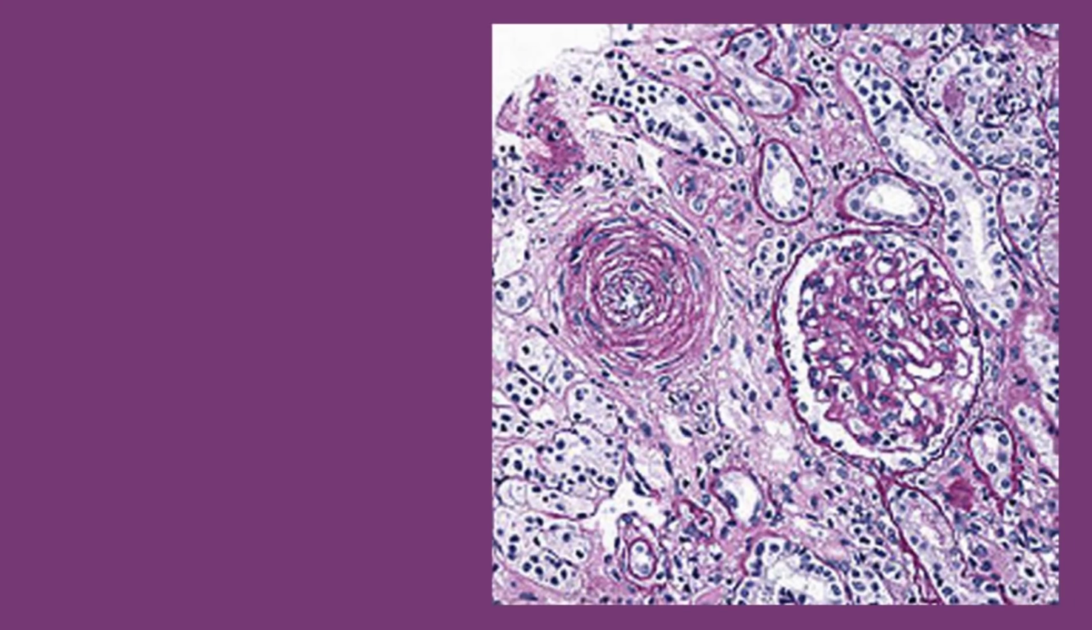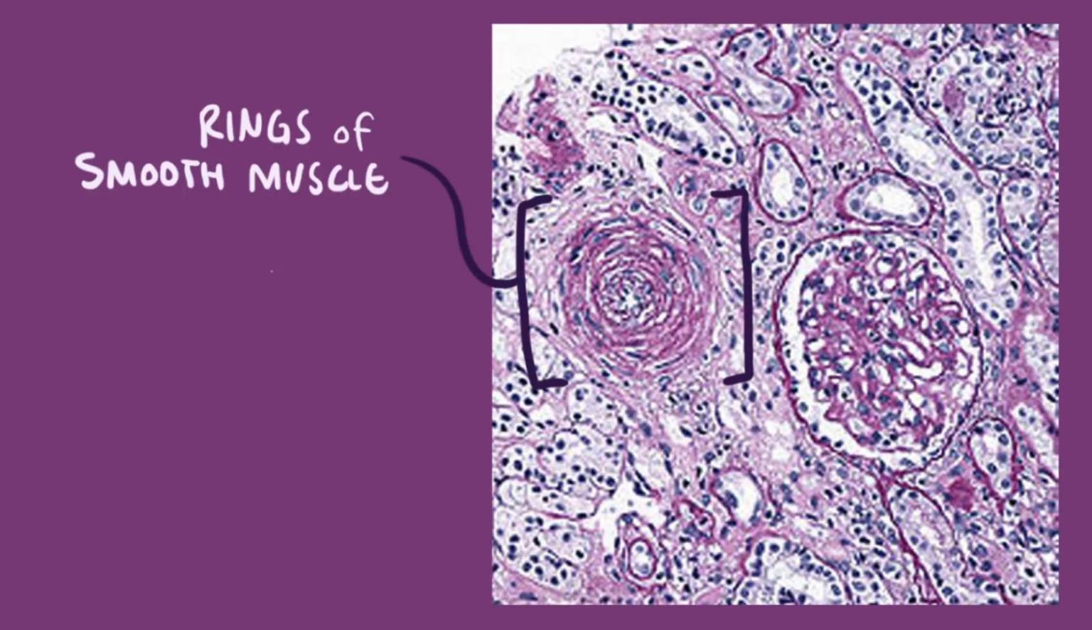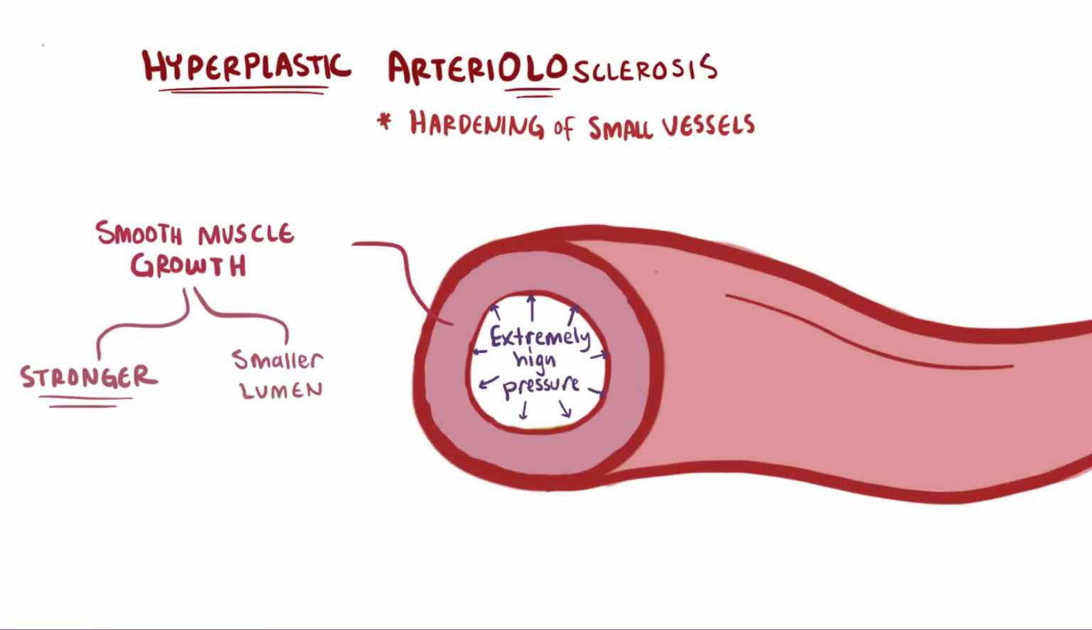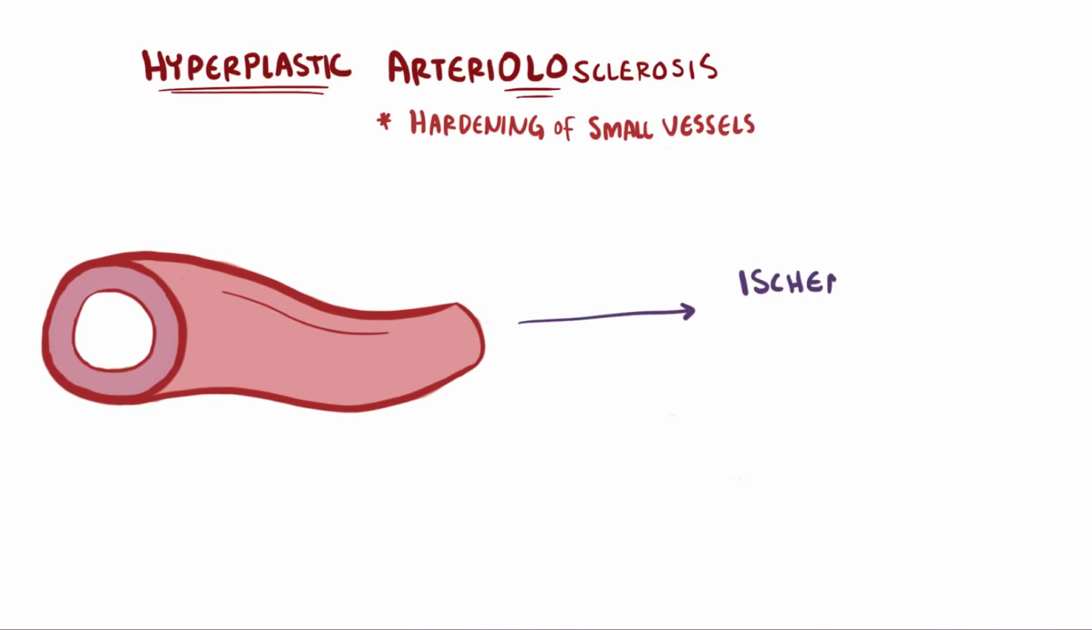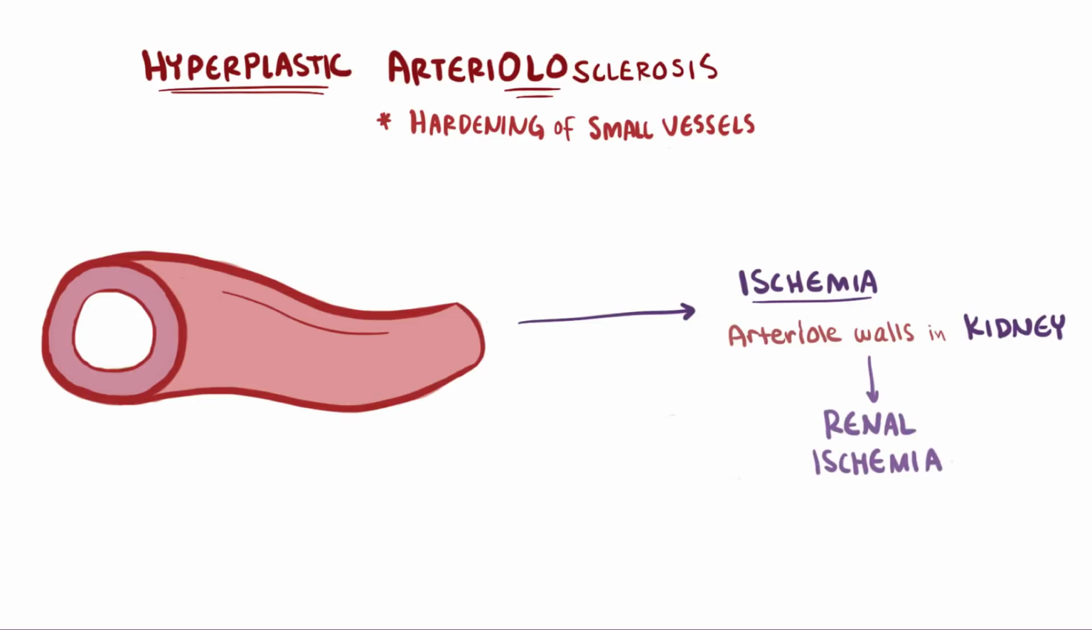If you look at these hyperplastic blood vessels under a microscope, you can see the rings of smooth muscle with a small lumen, which kind of looks like an onion. Just like in hyaline arteriolosclerosis, hyperplastic arteriolosclerosis can then cause ischemia in the organs it supplies. Also, just like hyaline arteriolosclerosis, hyperplastic arteriolosclerosis typically affects the arterial walls of the kidney. The high blood pressure destroys the blood vessels in the kidneys, causing renal ischemia.